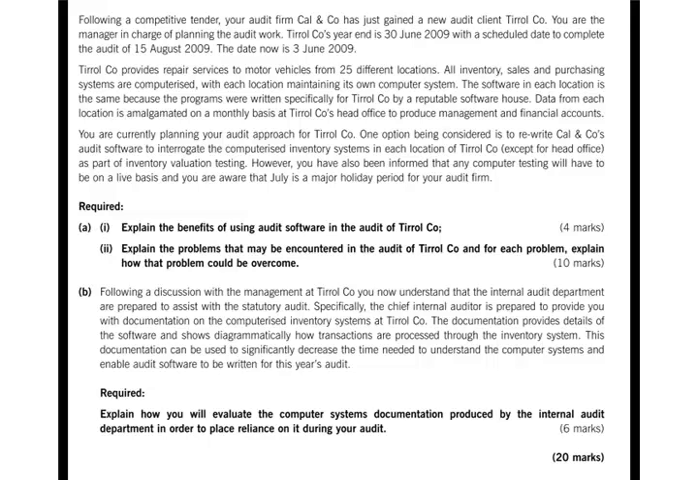Here we can see it is to do with audit software. It also asks us about problems that can be encountered in the audit of Tyrrell and how each problem could be overcome. Note the verbs. The first one says explain, and part 2 says explain and then explain again. So it's certainly more than just list.